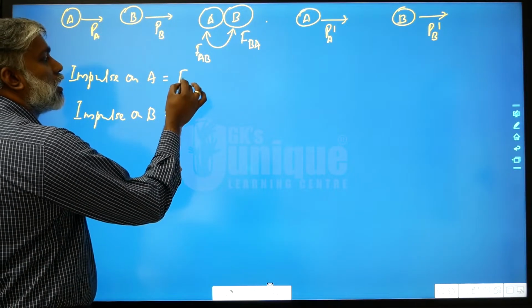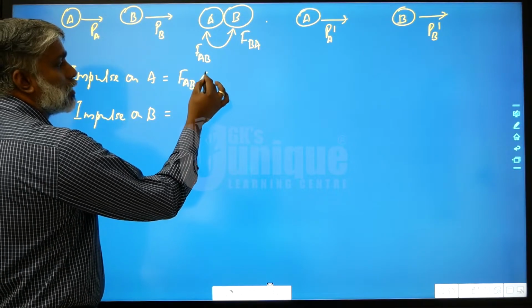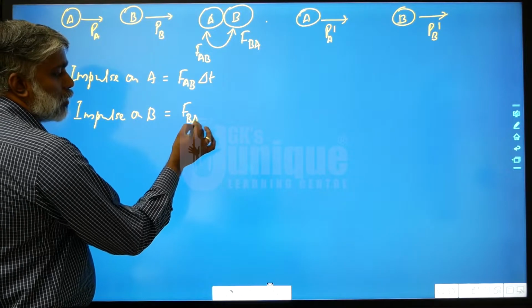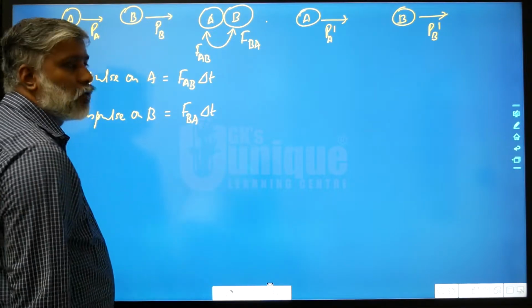A യിലെ ഫോഴ്സ് ഏതാ? FAB. ടൈം എന്താണ്? ഡെൽറ്റ ടി. അടുത്ത B യുടെ കാര്യം, ഫോഴ്സ് എന്താണ്? FBA. ടൈം എന്താണ്? ഡെൽറ്റ ടി. ഓക്കെ, ഫോഴ്സ് ഇൻറ്റു ടൈം എന്ന് എഴുതി.